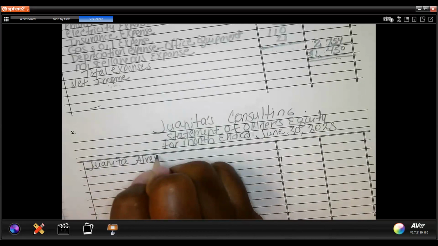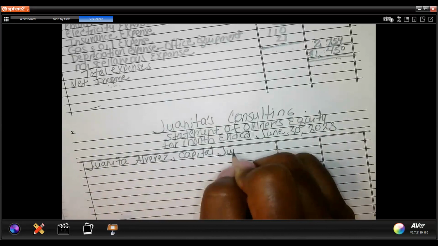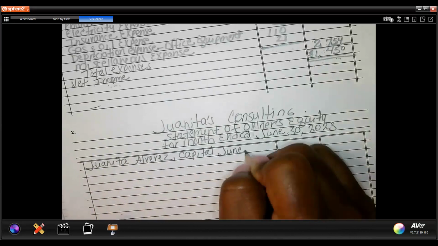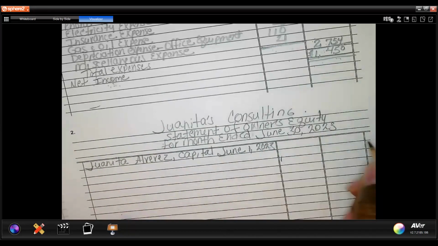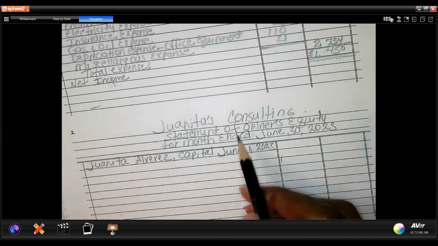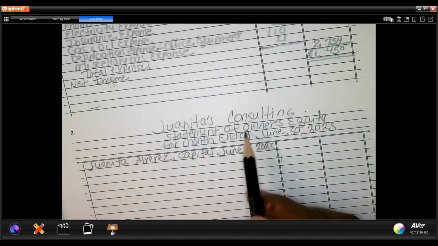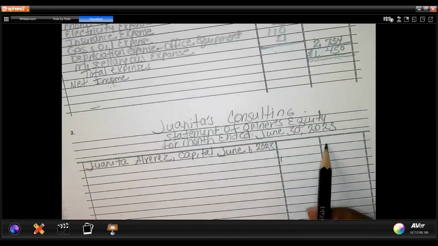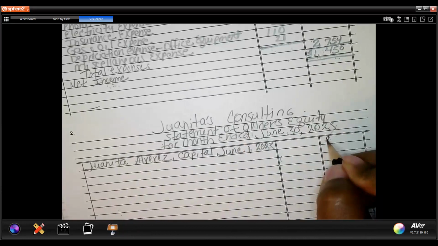And this is going to be her capital as of June 1st, because that's when this person began the business, June 1st, 2023. So again, the statement of owner's equity is listed on the right side of the accounting equation. So we're going to list the original amount that was invested in the business as of June 1st, which was $7,000.